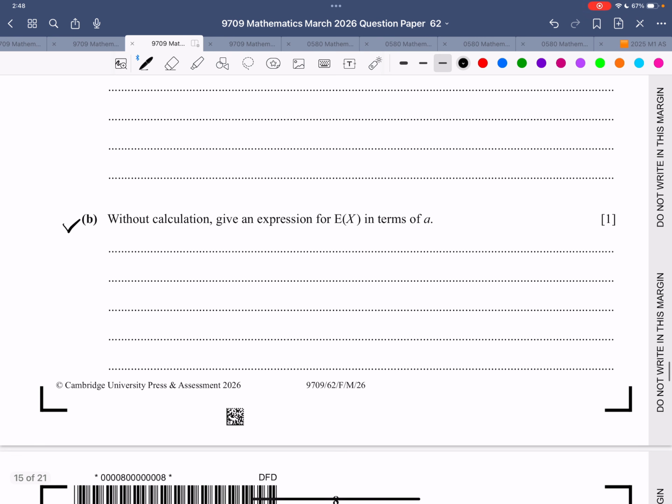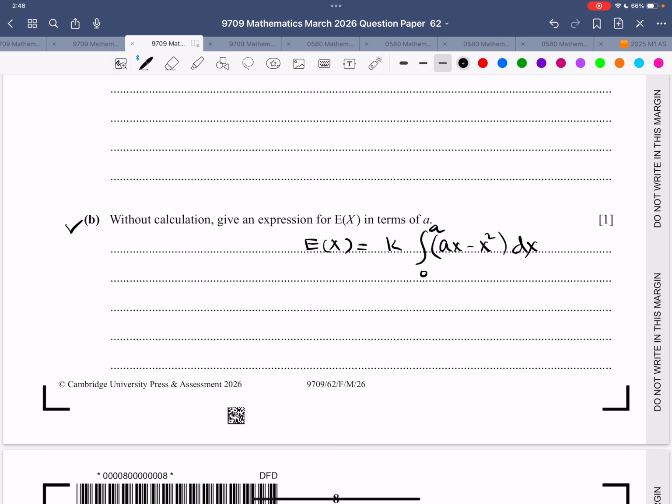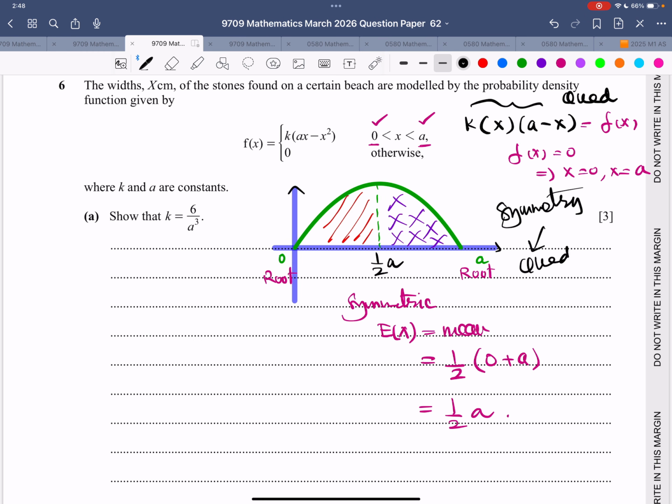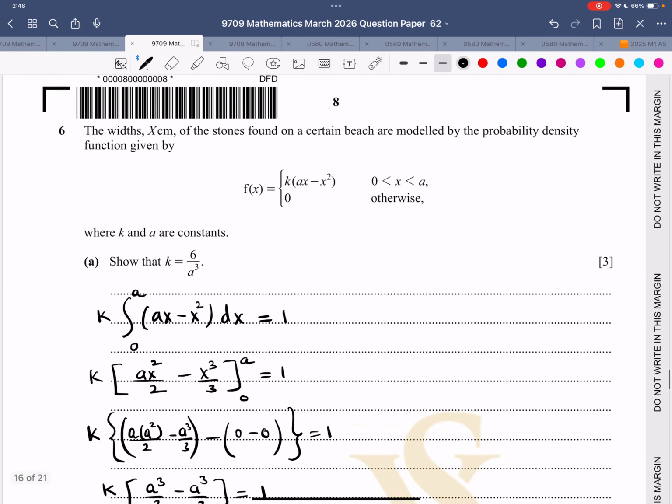If they are asking for an expression, it can also be written like this, that is the integral of x times k, ax minus x square dx. In terms of an integral, this will be acceptable, but we can do it without integration. Keep that in mind. The symmetry is always there in a quadratic, in a normal distribution, and in something like a uniform distribution, a horizontal line, because that would be equally divided. So now let's look at this.